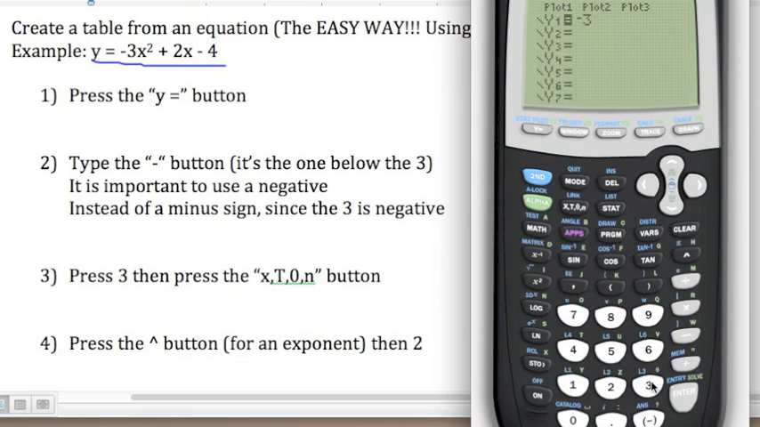3, and then we type the X button, the X,T,theta,n button next to the green alpha button. Then we type the squared button, which is down on the left-hand side of the calculator, and you should see an exponent of 2 show up above the X. Then we're going to type plus 2x and then subtract. Be careful, make sure you're using subtract, and then 4. And we've got the equation into the calculator.